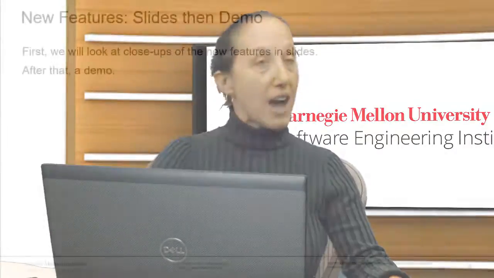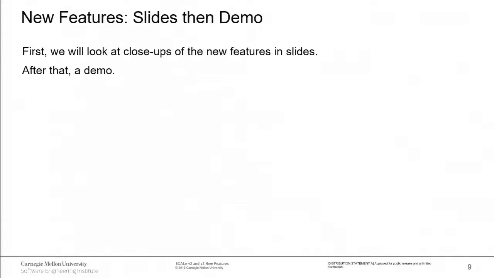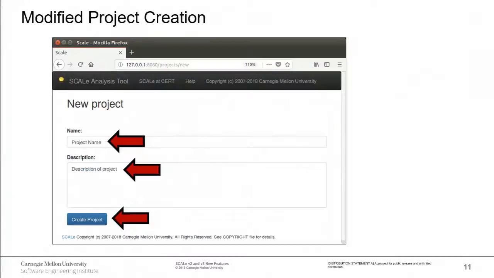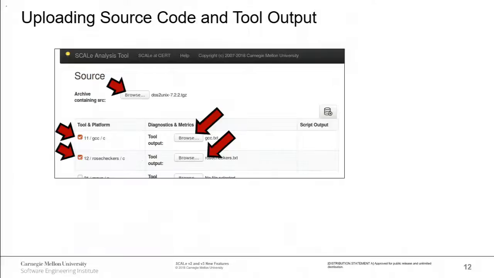So for the rest of this presentation, I'll first of all show slides that detail close-ups of the new features, and after that I'll demonstrate using the new features in Scale. So we've modified project creation. The interface using the Firefox web browser looks like the screenshot here. To create a new project, you click on that left bottom button with a red arrow to it. Then you enter the project name and a description and click that Create Project button.